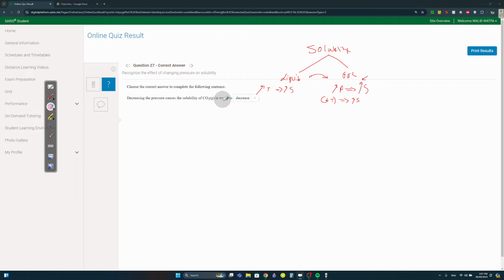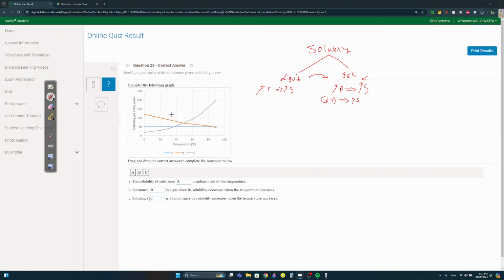But see, some people say, oh, but it's a liquid because you're saying in water. No, that's not how it works. We're talking about CO2 dissolving, not water. 28. I took graphs on.